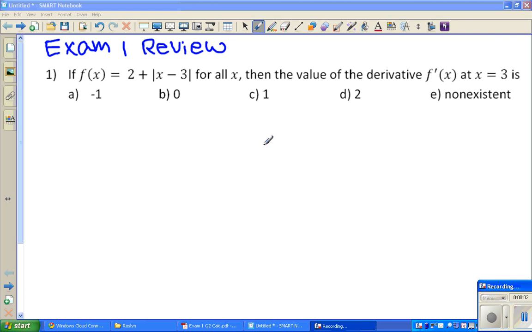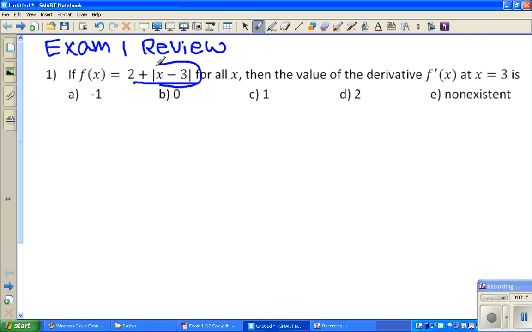Today we will be reviewing the previous exam. Number one, we're talking about this function and then we're talking about its derivative. Now, notice this is in fact a function that has the absolute value. And then the point which we are looking at is when x equals 3.